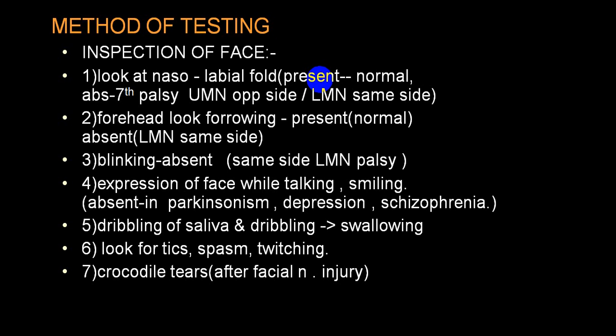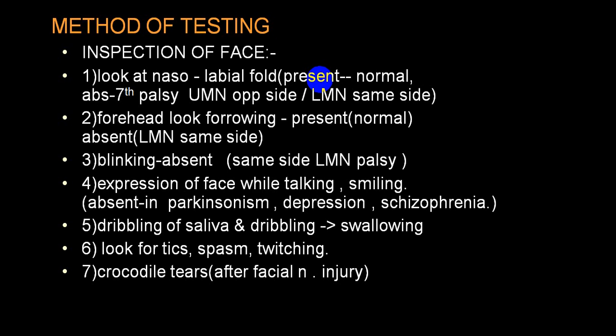So look at the furrowing of the forehead. If it is present, it is normal. If it is absent, it is more classical in case of a lower motor neuron lesion on the same side. Blinking will be absent again because the person is not able to close, because the orbicularis oculi muscle is not working. So the person will not be able to blink. That will be again very common in lower motor neuron palsy.